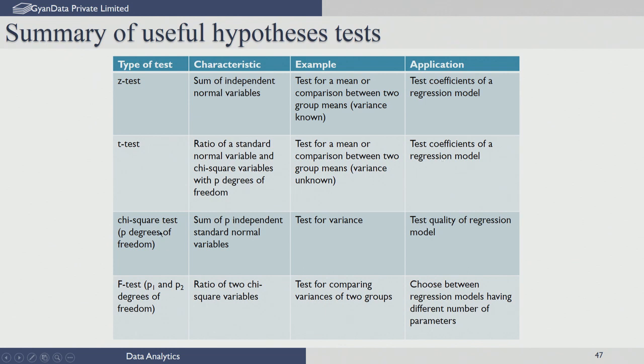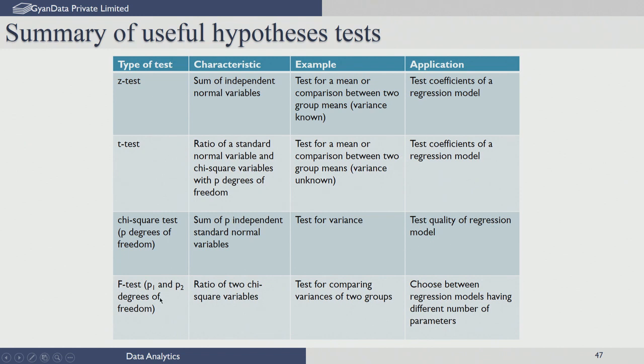The chi-square test is used for testing the variance of a sample, and this test is used to test whether a regression model is good or not, whether of acceptable quality or not. The objective function of a regression model is a sum squared term and is similar to a variance, and you can use this chi-square test to test whether the regression model is acceptable or not.